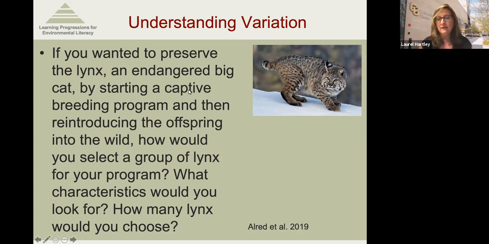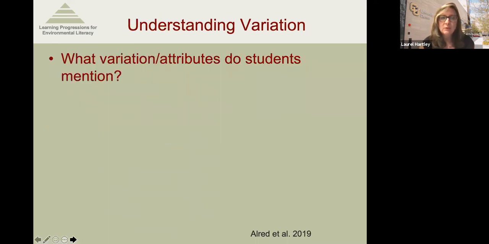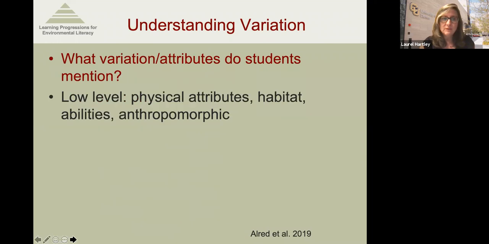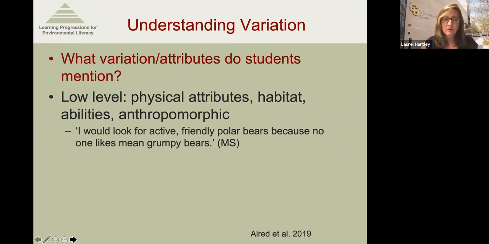And we used all kinds of different organisms. We used sturgeons and birds and polar bears. And in Colorado, we used the lynx. So what variation or attributes do students mention? At the lower level, they mentioned physical attributes, habitat, abilities, and they were very anthropomorphic. Here's an example: I would look for active, friendly polar bears because no one likes mean, grumpy bears. So this is an anthropomorphic answer. And again, it's polar bears because some of the question prompts were polar bears.